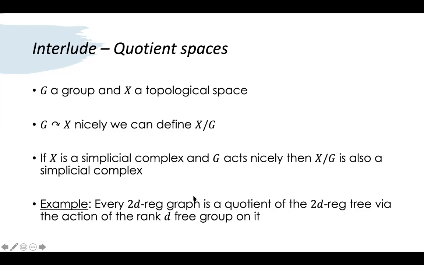Okay, so I gave here an example. Every 2D regular graph is a quotient of the 2D regular tree. And you can check that the way you can get this quotient is by a subgroup of the free group of rank D. So there is a way of defining every regular graph with even degree using this idea of quotients of the regular tree by the action of the free group on it, actually of subgroups of the free group on it.